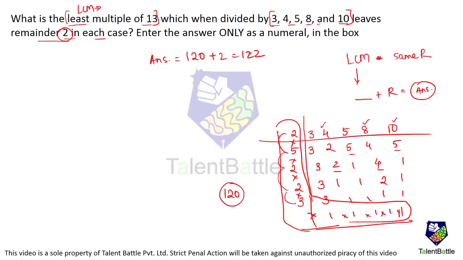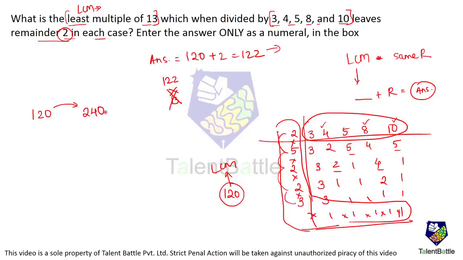Now, if you try to divide 122 by 13, you're going to get 9.38. That means 122 is not at all divisible by 13, so this cannot be the answer. Then after 122, what can be the next number? It is very easy to find out. Go back to the LCM. This is the LCM, correct? So 120 is actually divisible by all of them. So the next number which is divisible by all these 5 numbers will be 240.